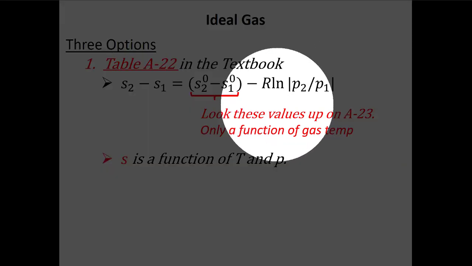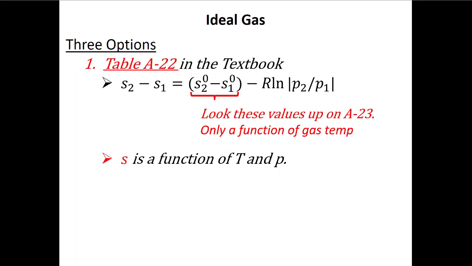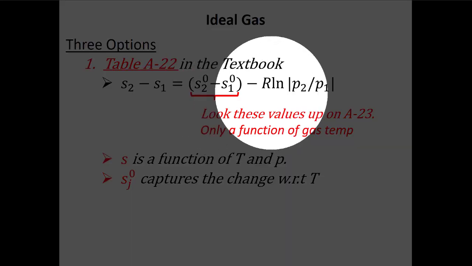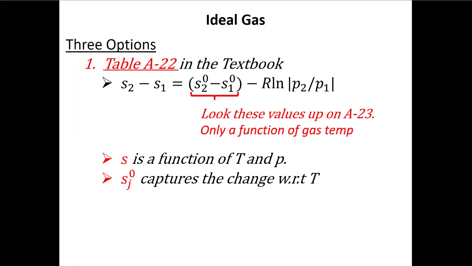But then we have this part of the specific entropy that changes as a function of the temperature. So this S superscript 0 tells us about how the specific entropy changes as the temperature changes. S superscript 0 captures that change with respect to the temperature, and the part that's captured by the pressure is given by this part of the equation here. You'll notice that this equation is on the equation sheet that we've prepared for this class.